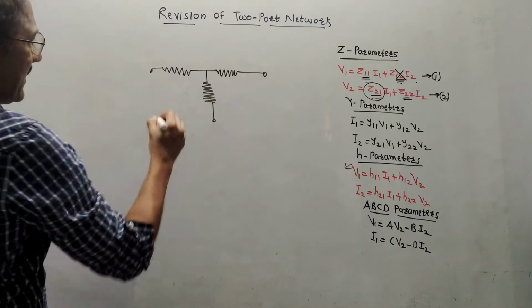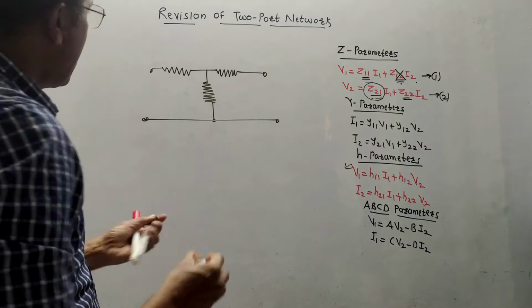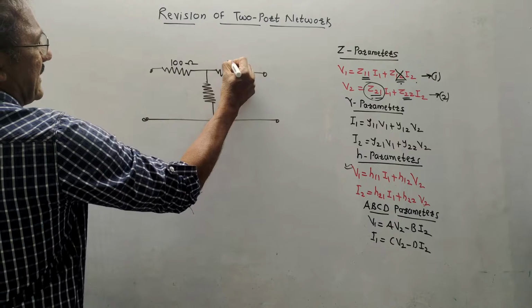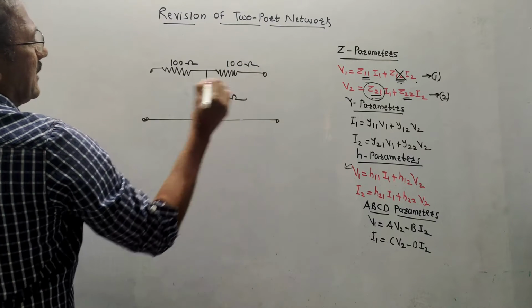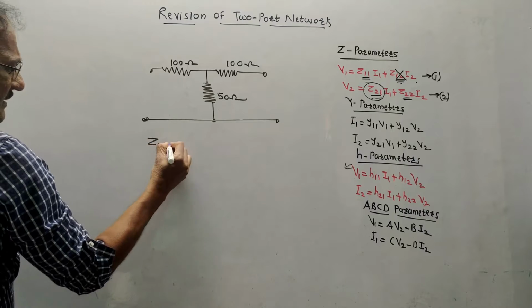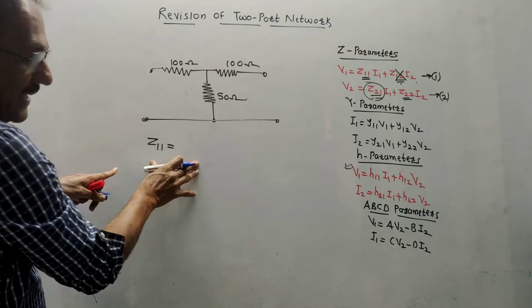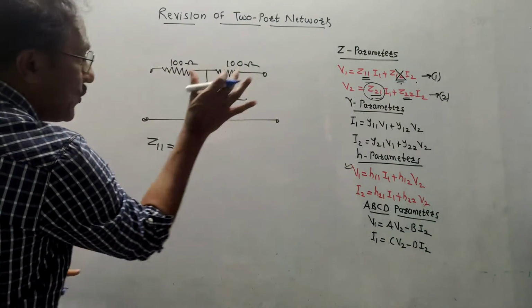If it is a T network and it is asked to calculate the Z parameters, then how to do it? Let us assume some values, say this is 100 ohm, another is 100 ohm, and this is 50 ohm. Then the formula is Z11. You don't have to do any calculations. Directly formulas are there if you are calculating Z parameters for a T network.